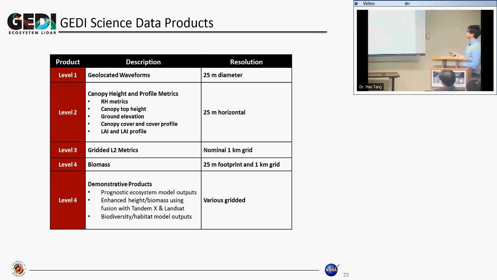For all the data products, the level 1 and 2 products are at the approximate 25-meter resolution of the geolocated waveform, and that includes all the other metrics, including the height of the forest, the elevation, and the canopy LAI, which I am responsible for delivering, and the gridded level 2 products at a 1 kilometer grid globally. It's not finished quickly because this is a progressive process. We're not going to release the grids until after 6 months or a year, because it needs to collect more data to fill the gaps. And then there are the level 4 biomass footprint and grid products.